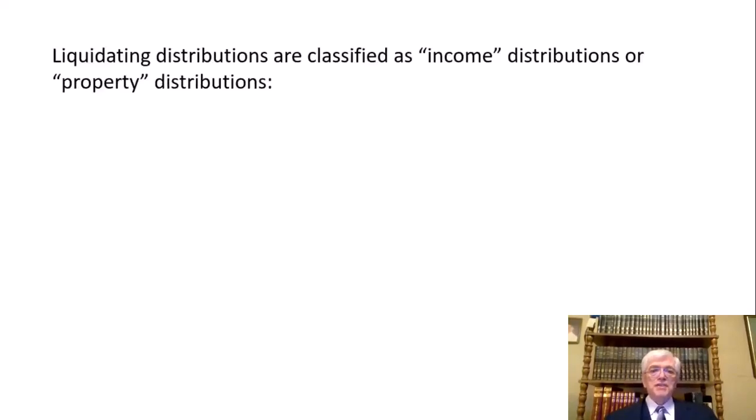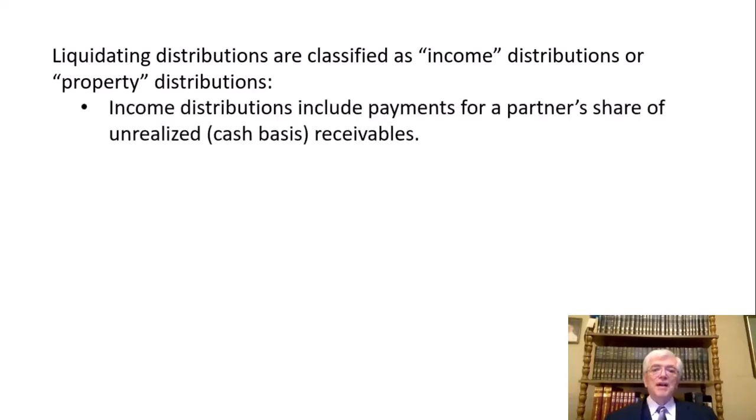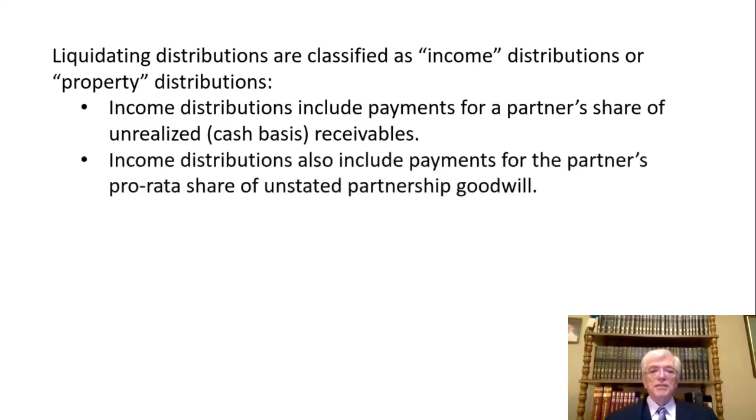Okay, liquidating distributions are classified as income distributions or property distributions. Income distributions include payments for a partner's share of unrealized receivables, that would be mainly cash basis receivables. Income distributions also include payments for the partner's pro rata share of unstated partnership goodwill.